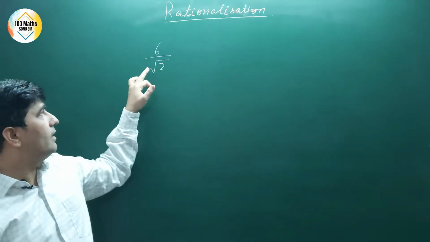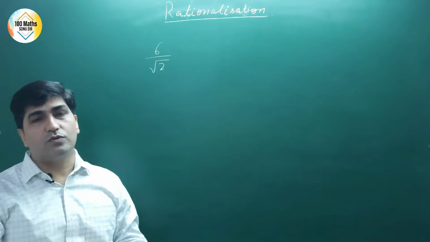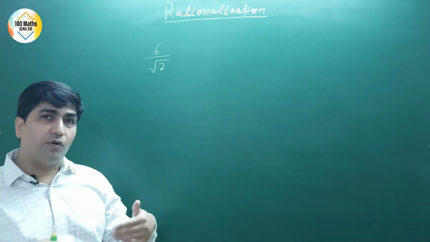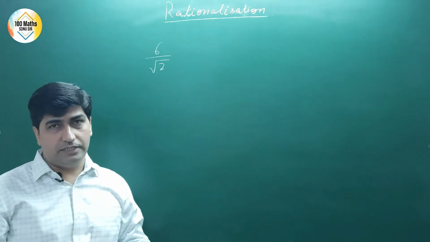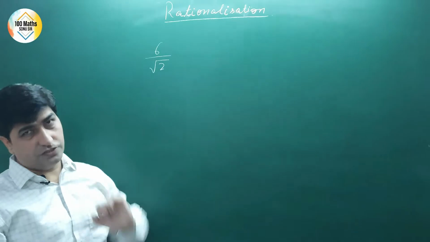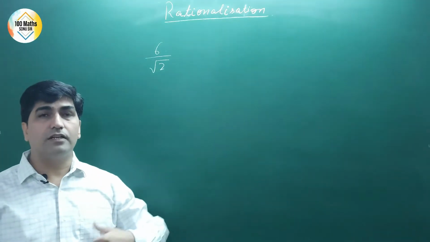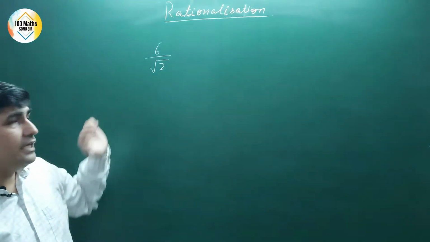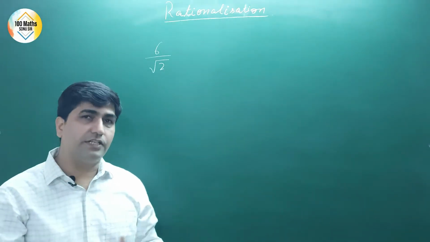So to make this thing convenient, we want to remove this square root sign from the denominator of this number, and the process through which we are removing this sign from the denominator is called rationalization. Obviously it is the rationalization of denominator because we are removing this sign from the denominator. So there are few things which you should take in consideration.